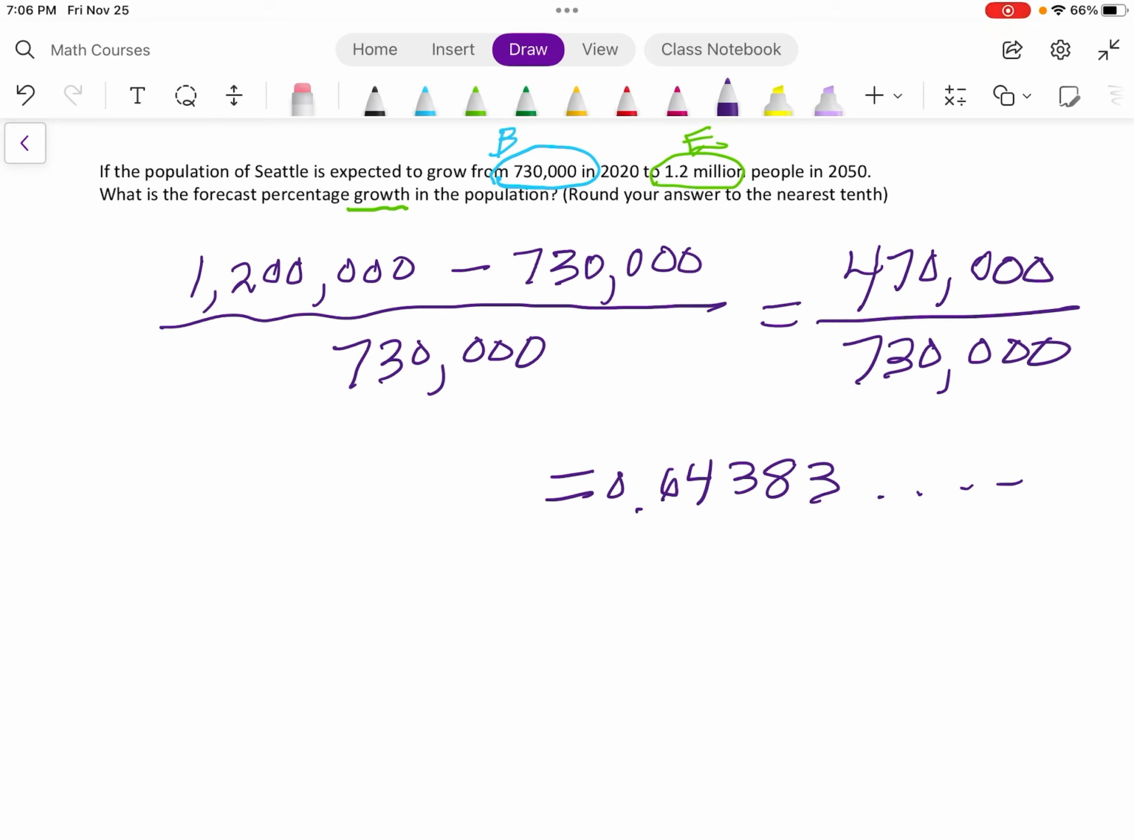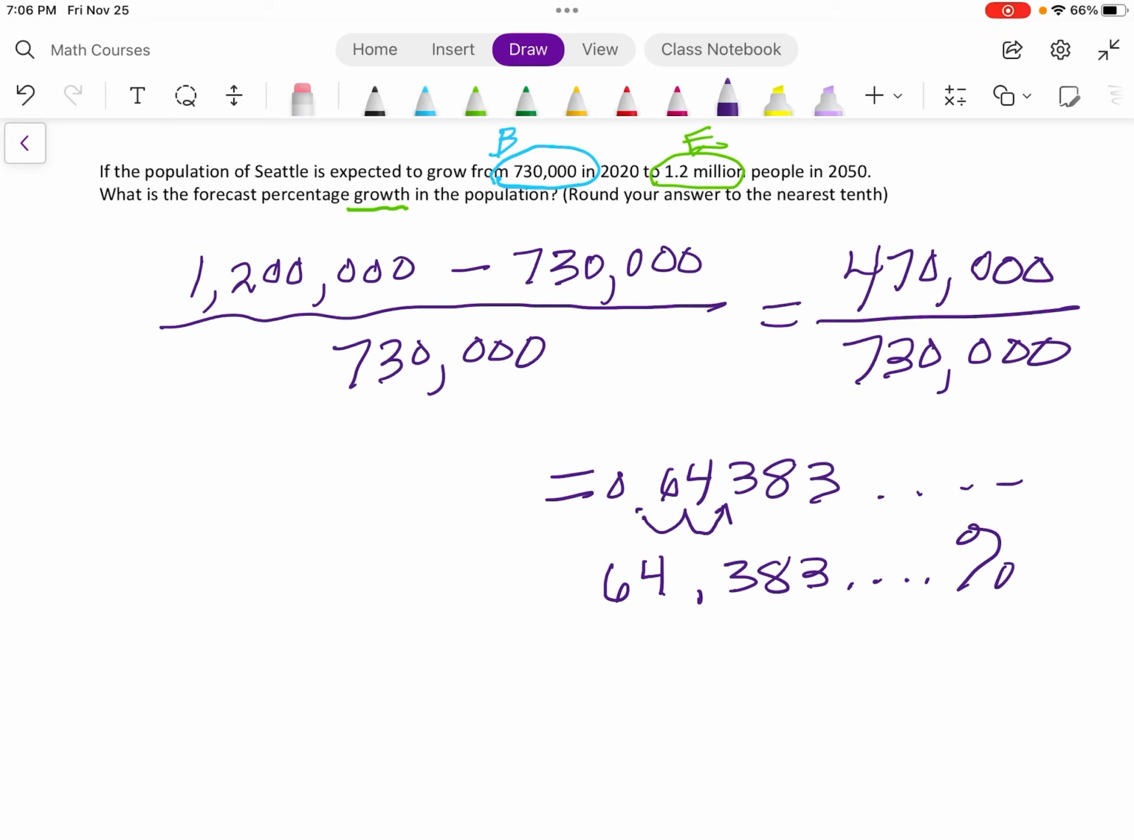That does not mean round it at the 6 here. It does not mean that. You need to first change it to a percent amount. So multiply it by 100 or move the decimal places 2 times. So that would give us 64.383... percent. Now you need to round it.